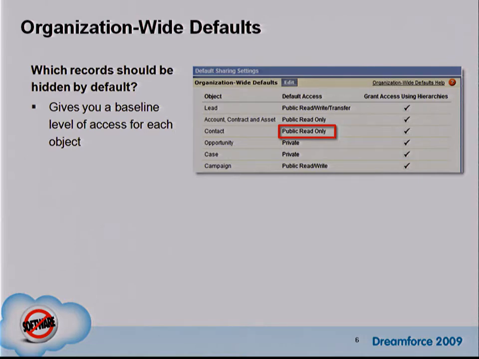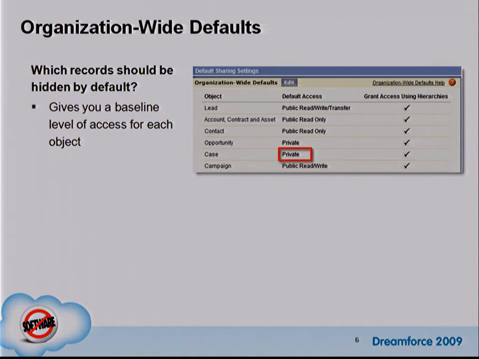Okay? Our third setting, if we take a look here, example on cases, that's the most restrictive setting. That's private. That means that people can only view cases if they own that case record. Okay, so those are our 3 settings for organization-wide defaults. Public read-write, public read, and private. Okay, and you make those decisions on different business objects.